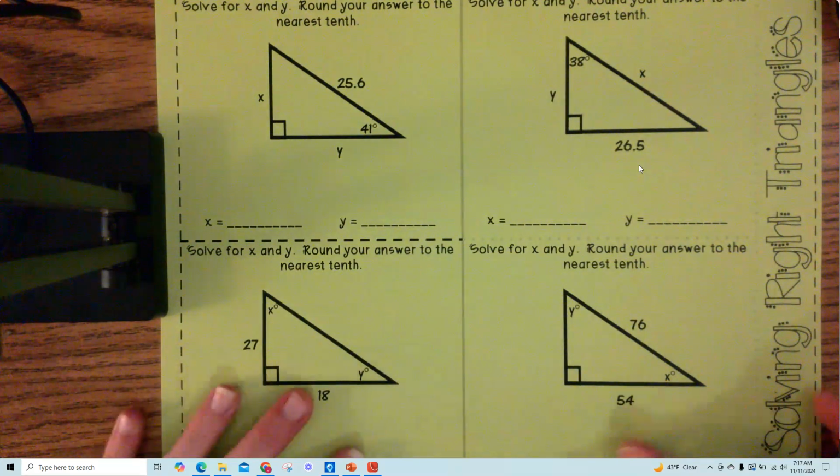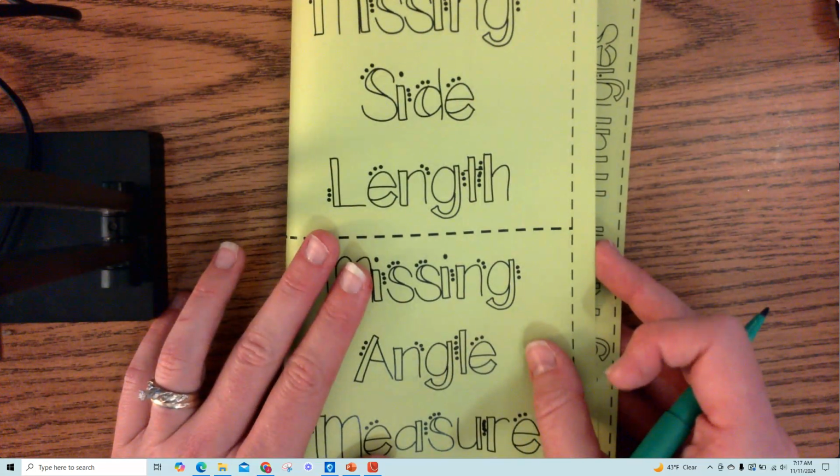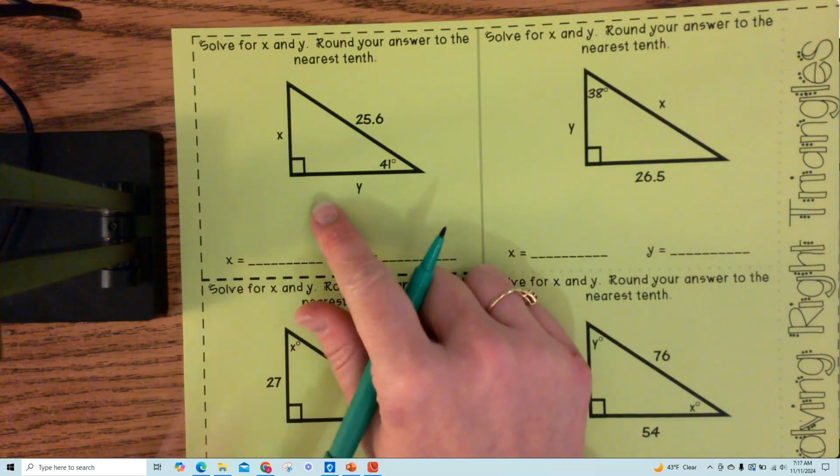All right, this video is for the solving right triangles notes. This is going to be lesson 5.9. So we're going to solve for the missing side length and for a missing angle measure in right triangles. So we've got 4 problems here.